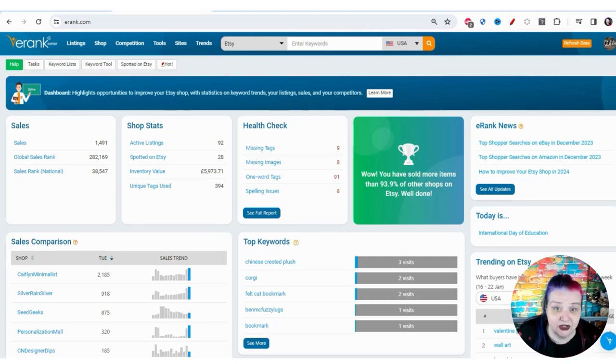First thing I want to do is make a keyword list. Even with a free eRank account, you can get keyword lists. This is just a place to save everything in. You don't need to use a keyword list. You can use pen and paper if you want, but this is a whole lot easier, as you'll see.